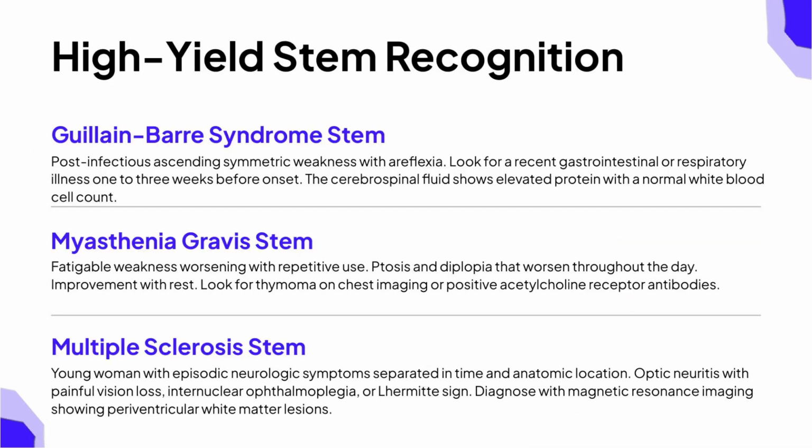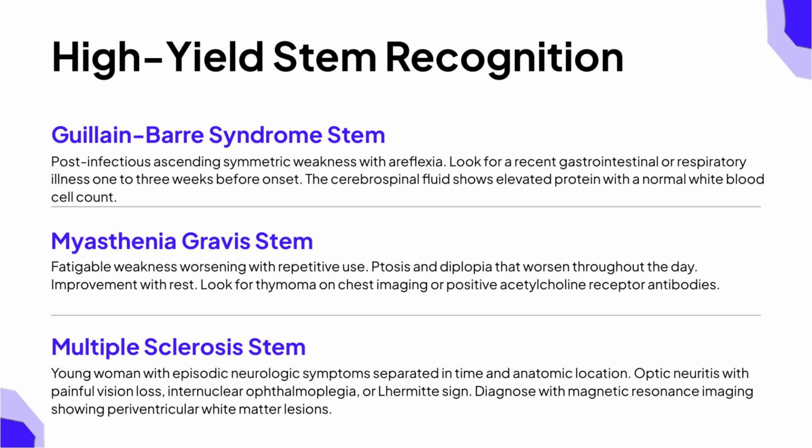Now let us look at high-yield stem recognition. For Guillain-Barré syndrome, the classic stem gives you a patient with a recent gastrointestinal or respiratory illness, followed by ascending symmetric weakness and areflexia. The cerebrospinal fluid will show elevated protein with a normal cell count. For Myasthenia gravis, the stem presents fatigable weakness that worsens with repetitive use, particularly ptosis and diplopia that get worse throughout the day and improve with rest. The boards may mention a thymoma or positive acetylcholine receptor antibodies.